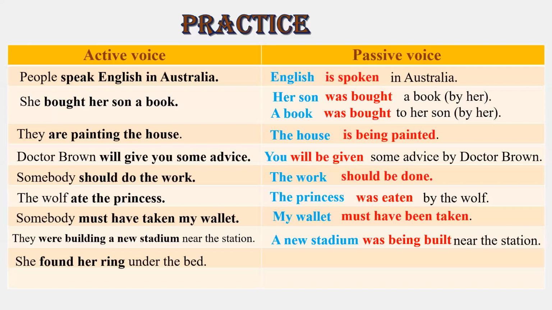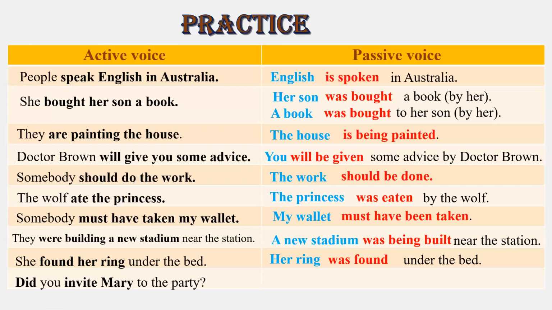She found her ring under the bed. She is the subject, found, past simple of the verb to find, her ring is the object. So we start with the object, her ring, and then the verb be in the past simple, because the verb here is in the past simple, was, because ring is singular, and then found, which is the past participle of the verb to find, under the bed.